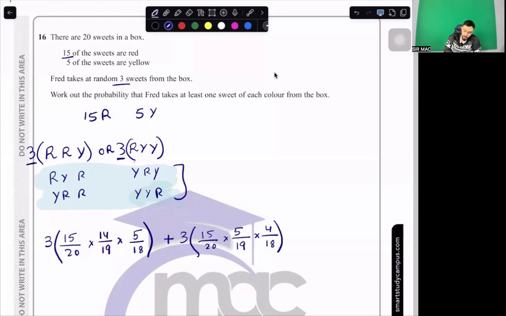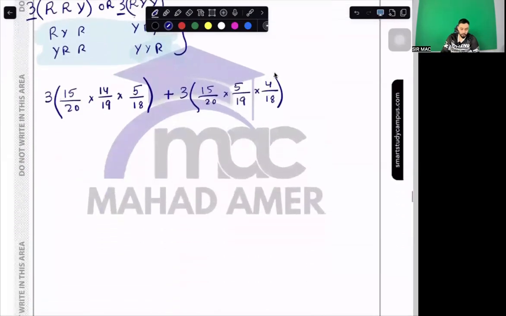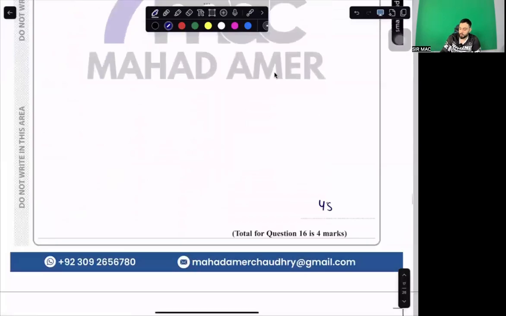Once again, let me just plug this in a calculator. If this is not clear, please ask me if you want me to repeat it. So 45 over 76.